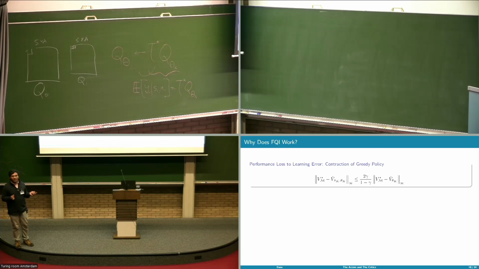Are we good? Gamma was the discount factor in your value function. Yeah. Are we good?